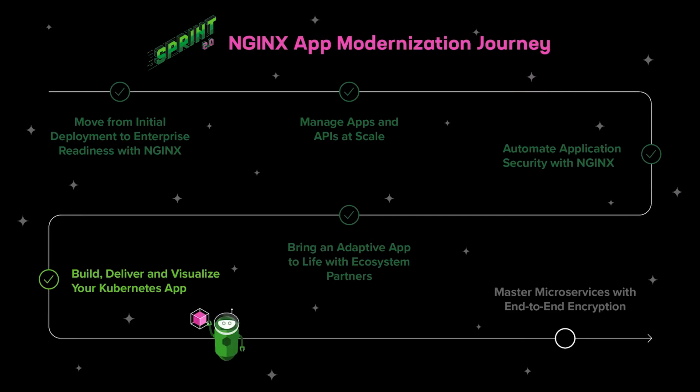Hello, everyone. My name is Amir. I do technical marketing for NGINX Microservices, and I'm excited to be here. Okay, so if you've been following along throughout Sprint with the NGINX app modernization journey, at this stage, although you're new to Kubernetes, you're probably already using NGINX to deliver and secure your apps and APIs. So we're going to show you how NGINX Unit can help you build more complex apps, and then NGINX Ingress Controller can let you deliver and visualize their performance.